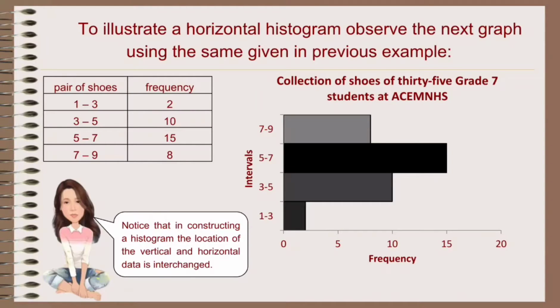Illustrate horizontal histogram. Observe the next graph using the same data given in the previous example. So same with bar graph, it can be a horizontal histogram or a vertical histogram. The position is also interchanged, no? So we have the interval 7 to 9, 5 to 7, 3 to 5, 1 to 3. Then of course the frequency. The only difference is the position.